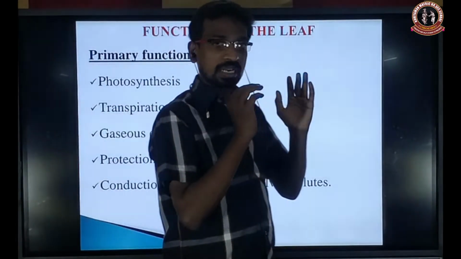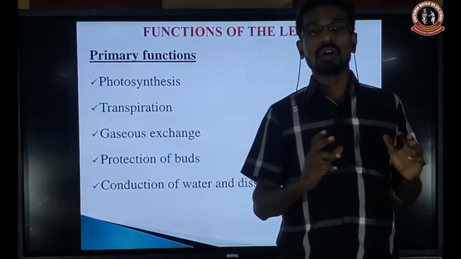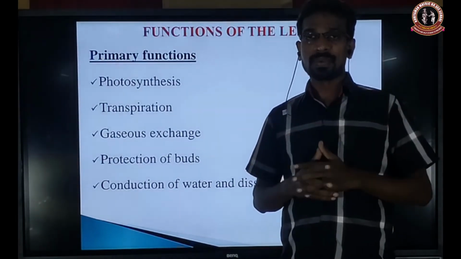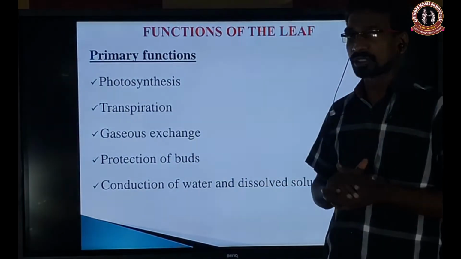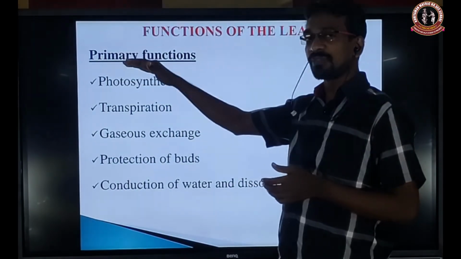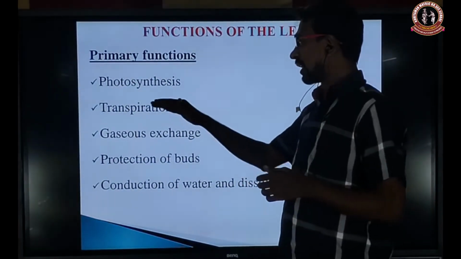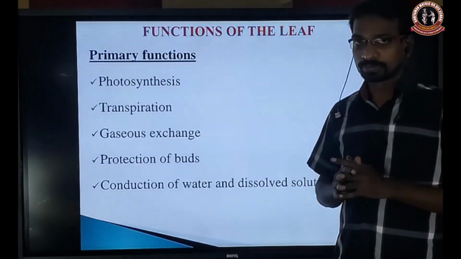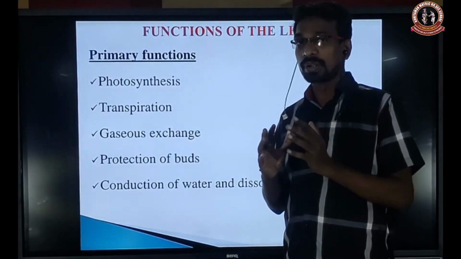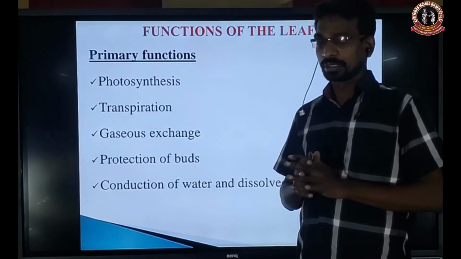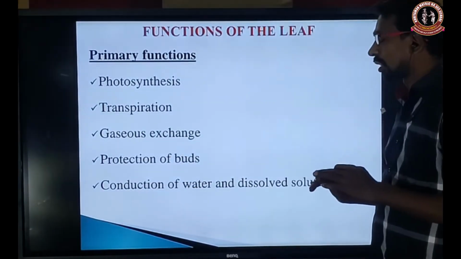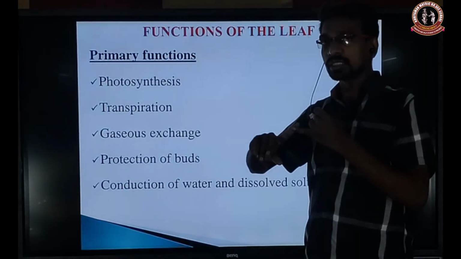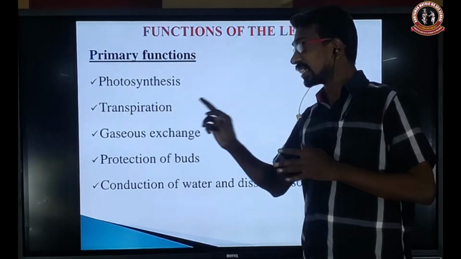Like the root and stem, the leaf also has primary functions and secondary functions. So what are the primary functions? Let's list them out. The primary functions of the leaf are photosynthesis, transpiration, exchange of gases, and protection of buds. It gives protection to the buds, that is, the young flower. And the conduction of water and dissolved solutes.